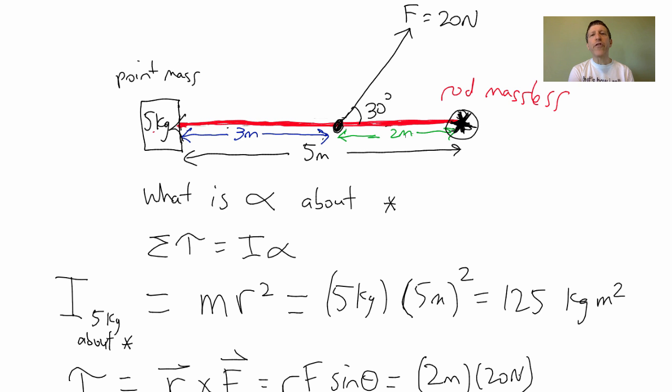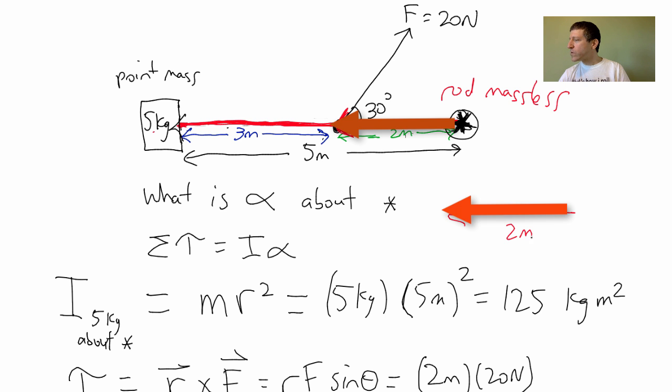But what is the angle theta? Well, to figure out what the angle theta is, it's the angle between the R vector and the F vector. Here is our r vector right here. But to get the angle between them, we need to put them tail to tail. So you've got to redraw this r vector like this. That's r, that's 2 meters long. And our F vector is like this, and that's 20 newtons. And the angle between them is not 30, it's the supplement of 30, which is 150 degrees.